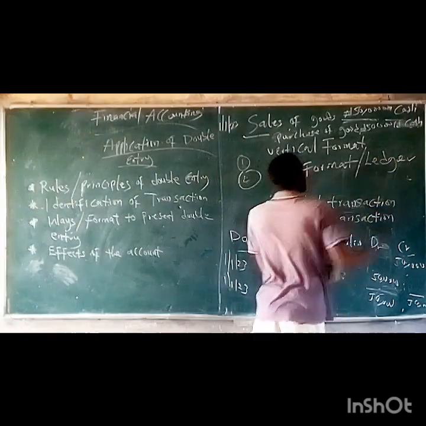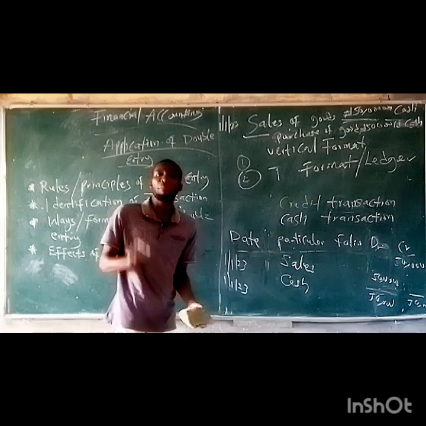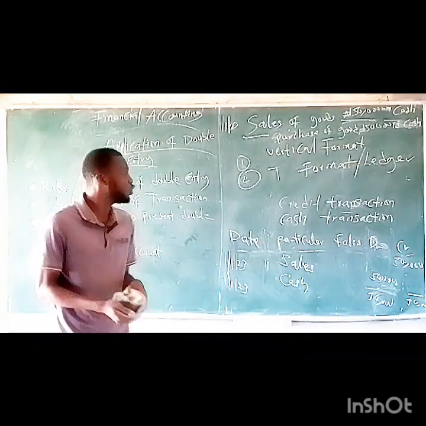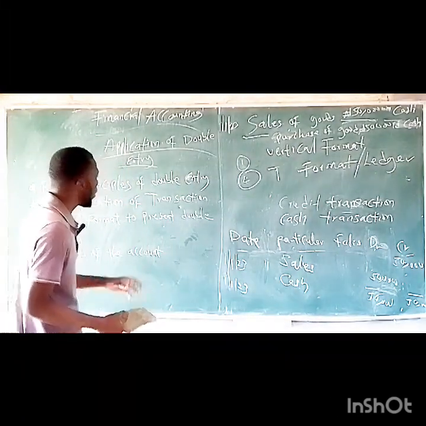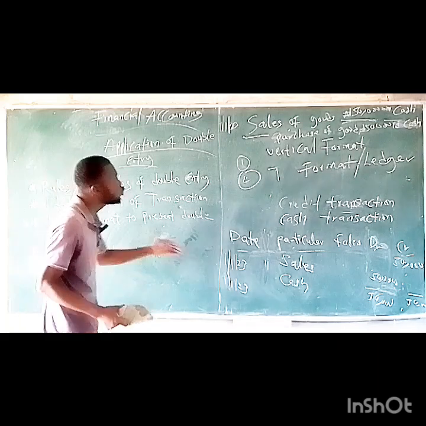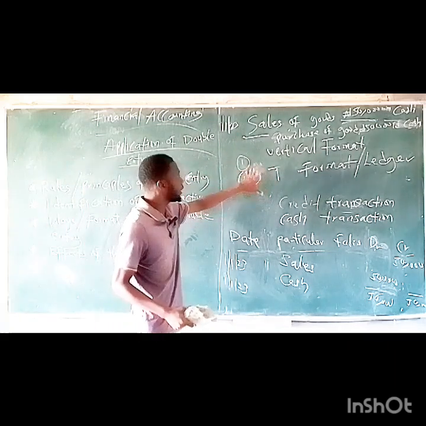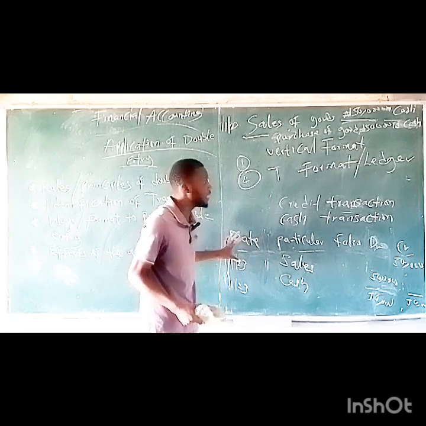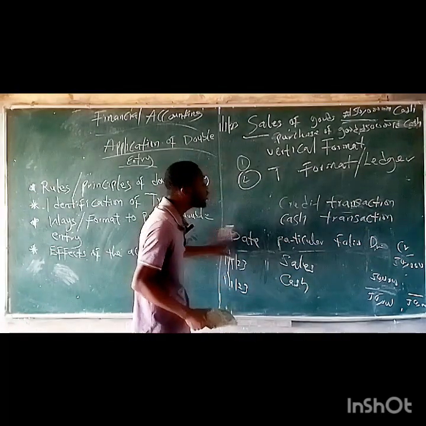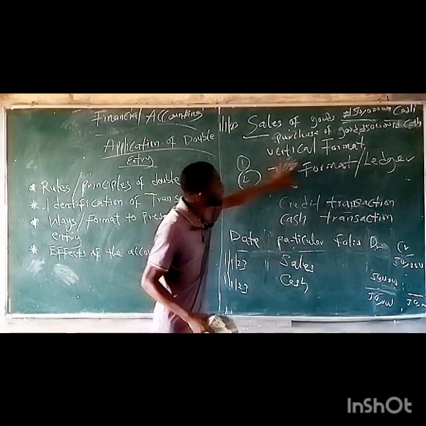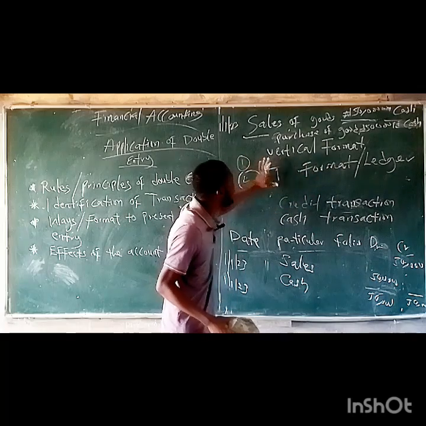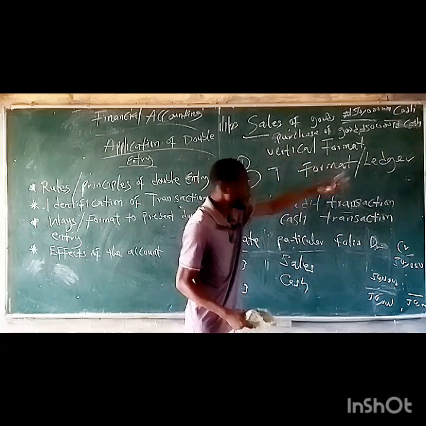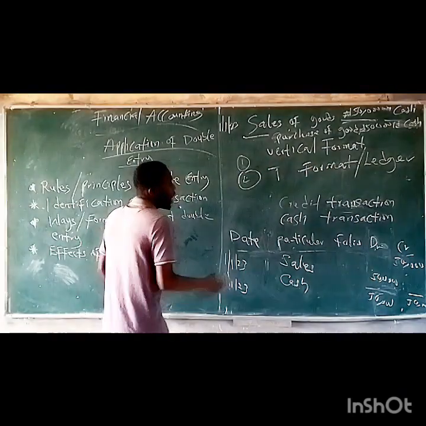It is what we use while presenting or applying the double entry principle. While applying the double entry principle, we use the T format. That's the major thing. Now, the vertical format is just like the general journal. We'll talk about that next class. That one is for the general journal. Now, let's look at how we can apply or present the T format.